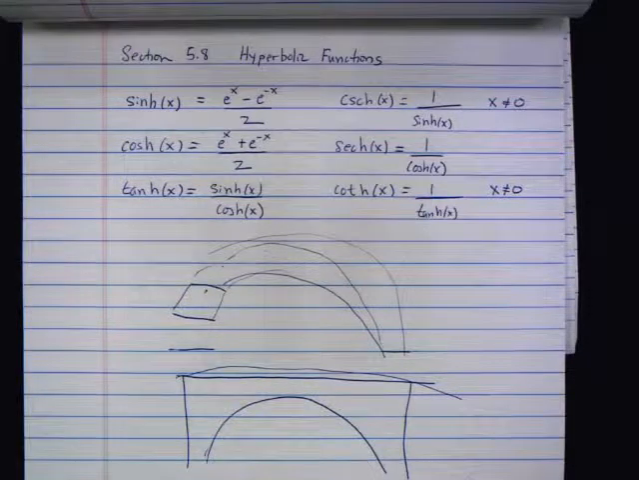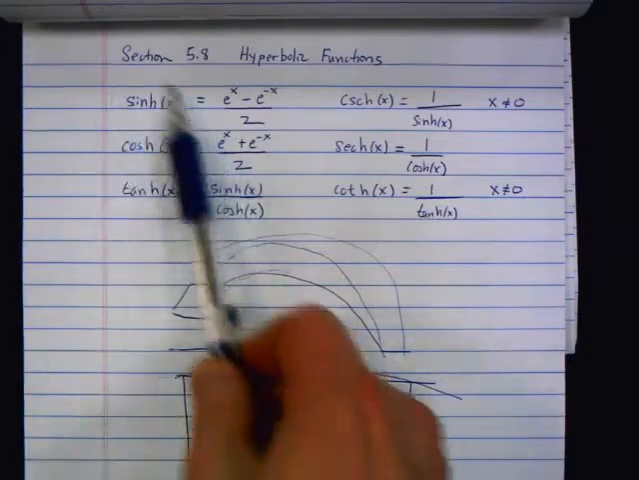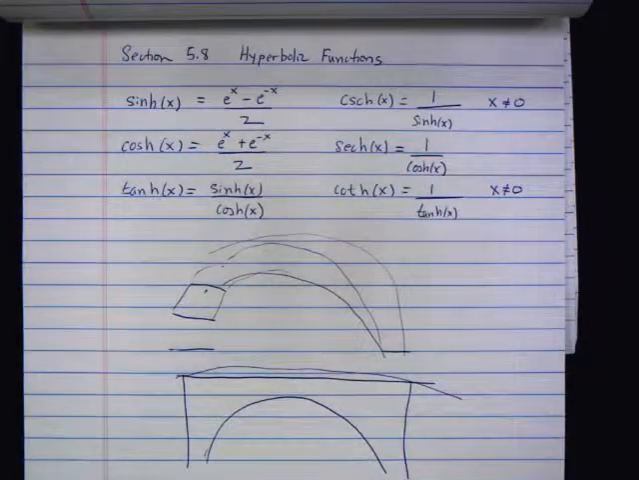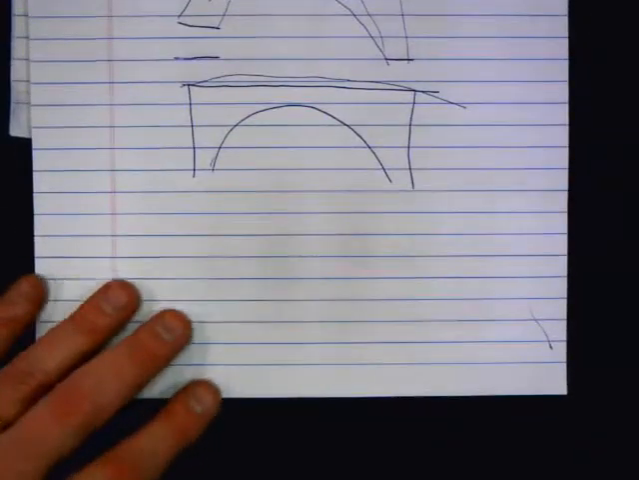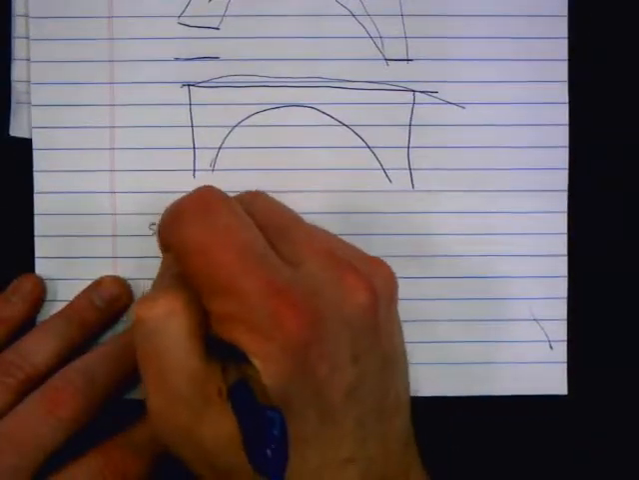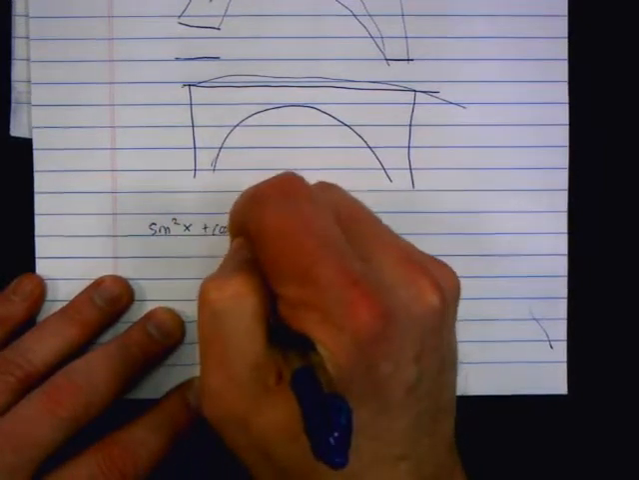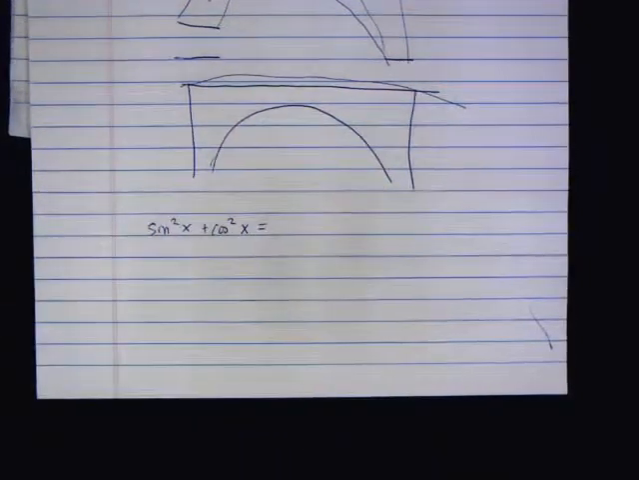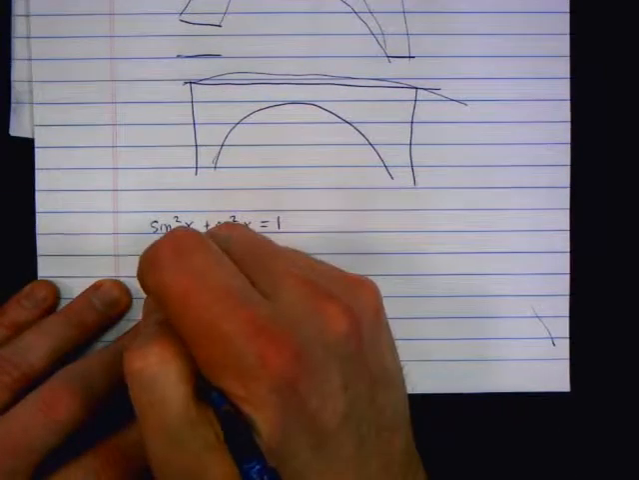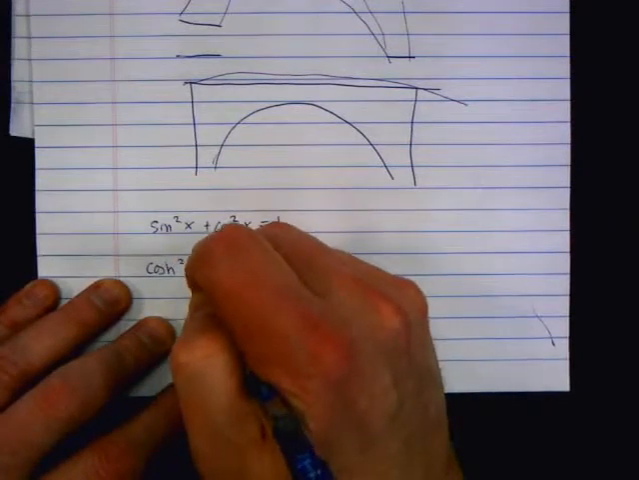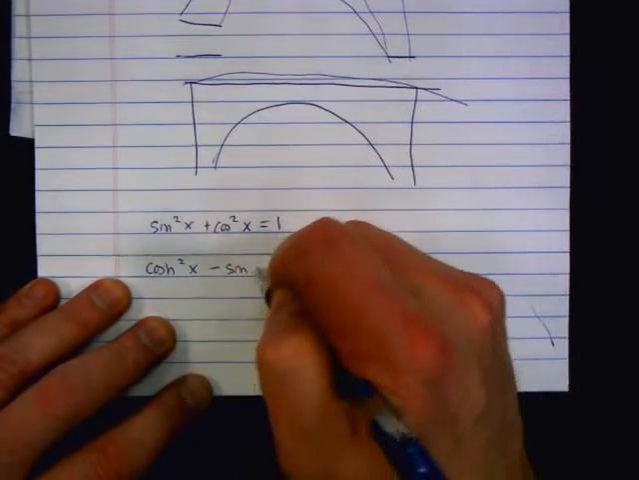Based off of the triangle thingies. Not so much. These functions have a lot of properties that are very, very similar to the sine and cosine function. For example, one of the most famous things you might remember about sine and cosine: sine squared x plus cosine squared x equals 1. And that has a famous name. That's the Pythagorean identity.